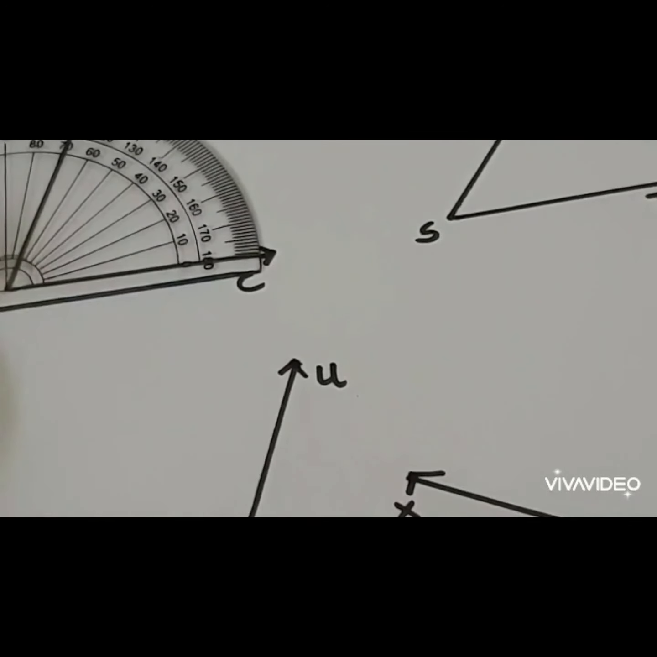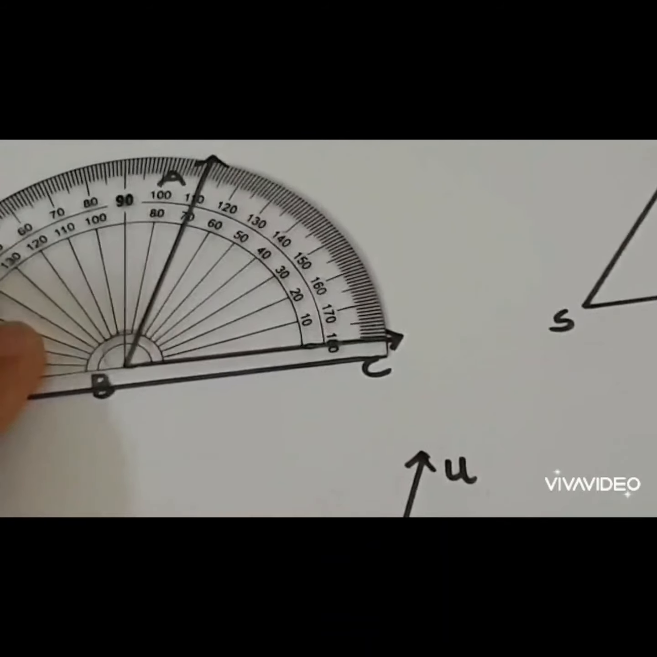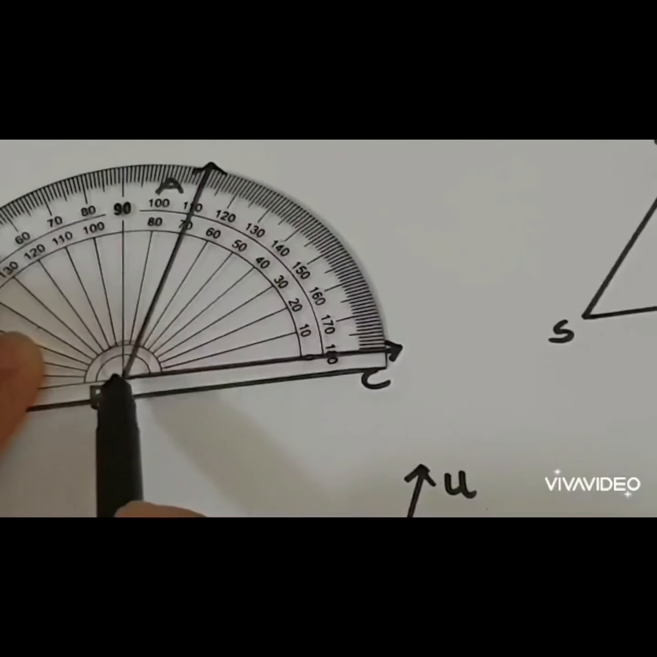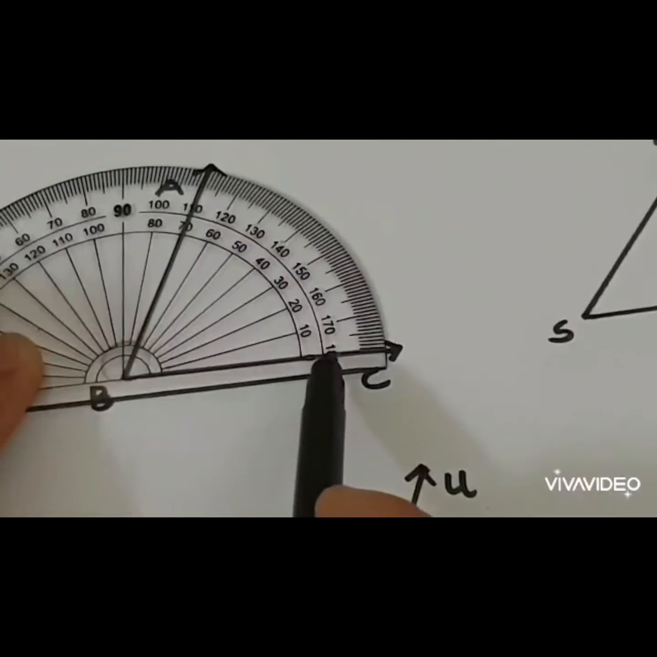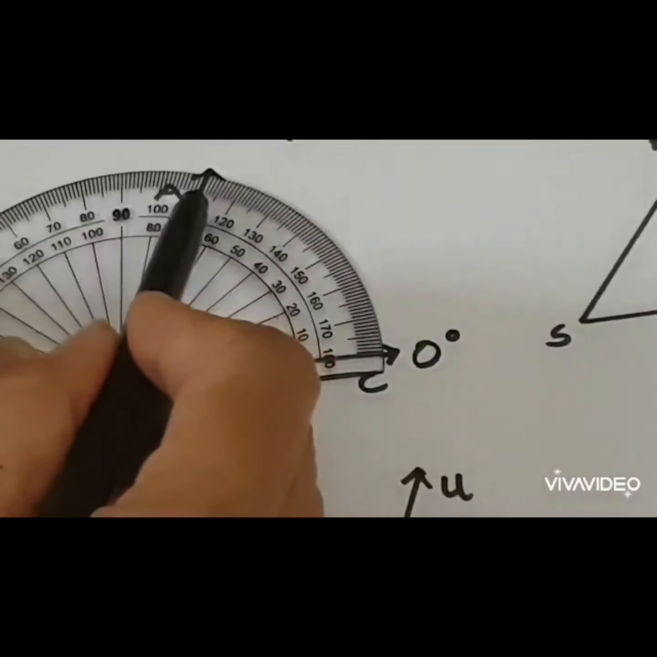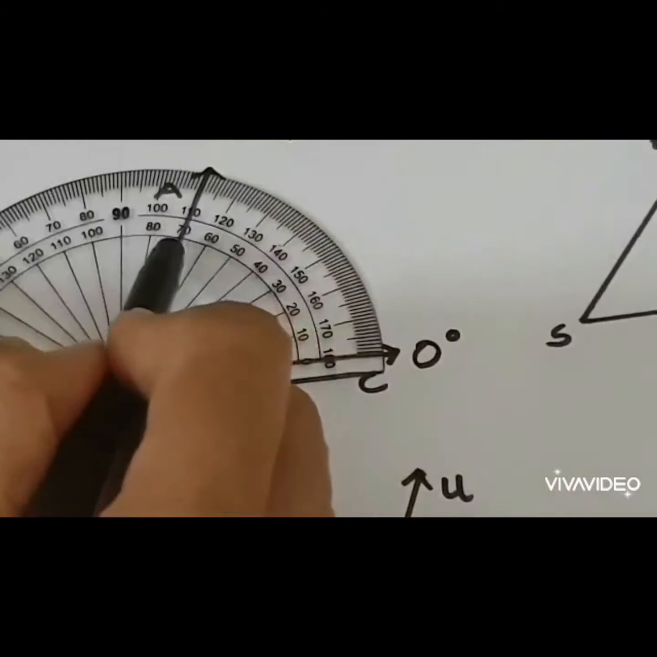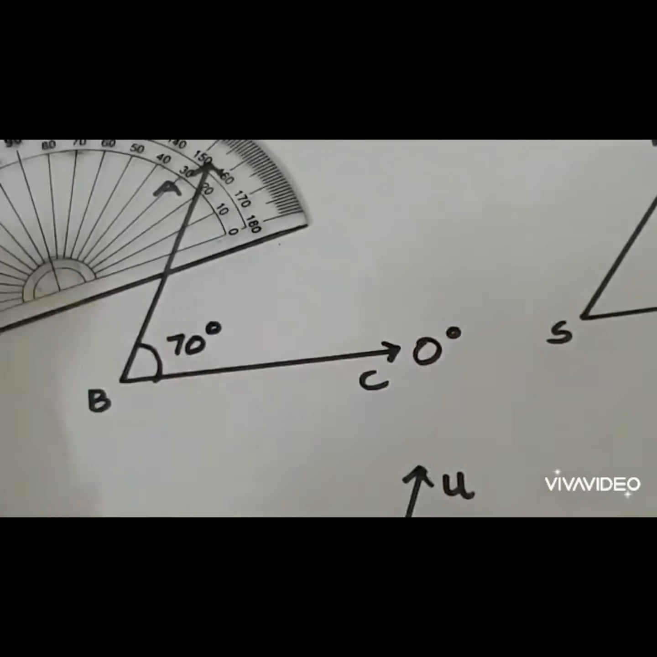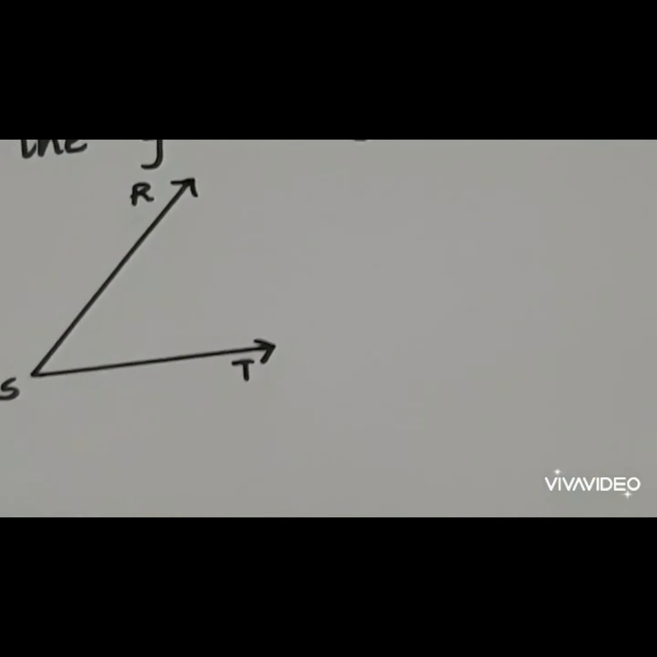Since the arm BC is extending towards the right, we will write 0 degree towards the right. Locate 0 degree on the inner scale of your protractor. Now you will see that the arm of the angle is aligned with a degree marked on the protractor. Since we are looking at the inner scale, you will locate the angle. The measure of this angle is 70 degrees.